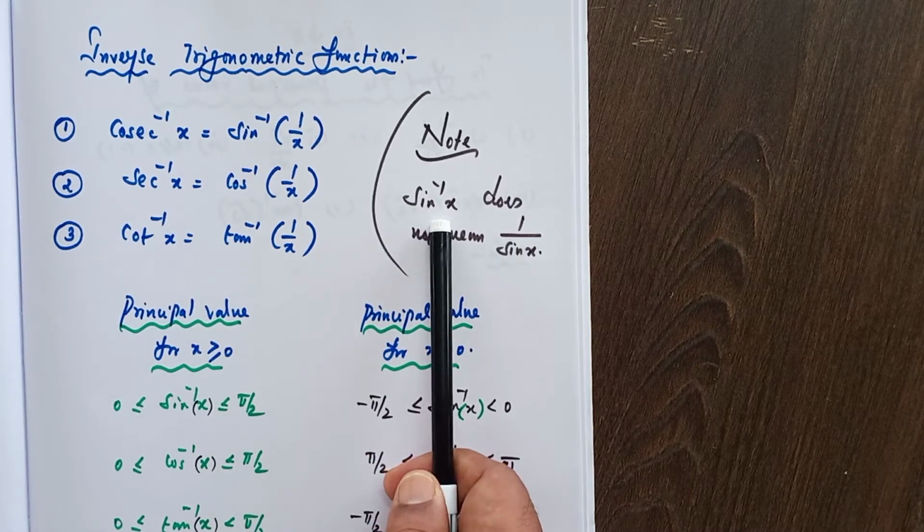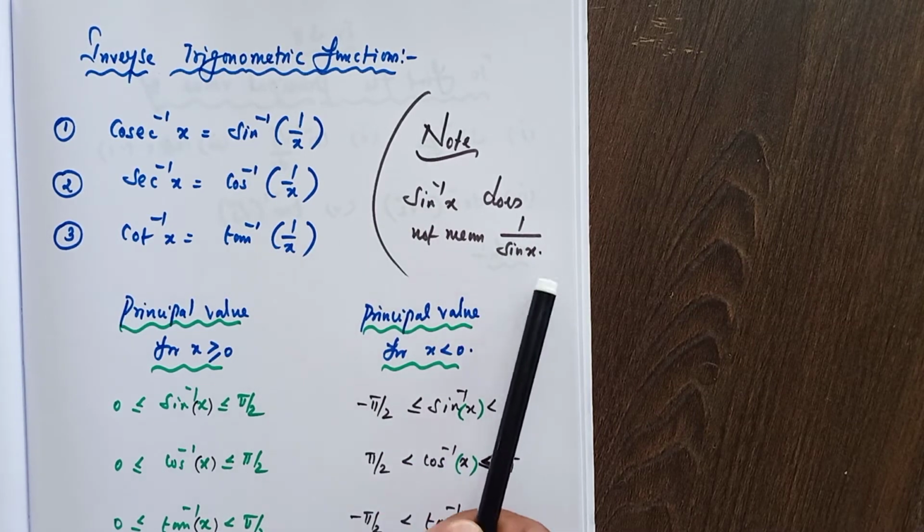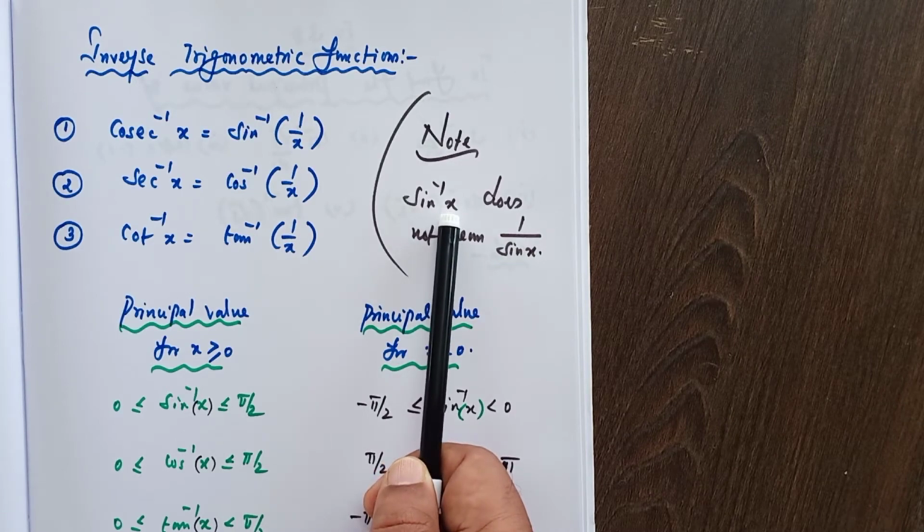Then sine inverse of x doesn't mean 1 by sin x. Both are different. This is a reciprocal of sin x. This is an inverse of sin x.